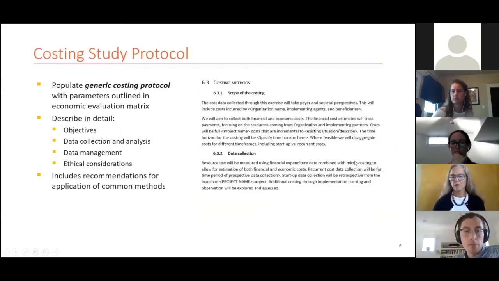So once you've populated this matrix, and this is a challenging and lengthy process, you can use the generic costing protocol to describe your study methods in detail. We've included in this protocol some recommendations for the application of common costing methods, as well as some considerations around data management and human subjects protection.